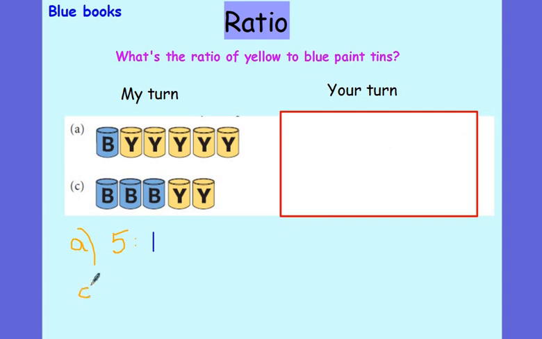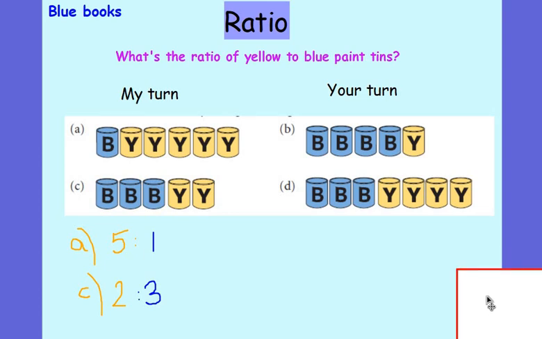And Alicia, for part C, how many yellow paint cans have I got? 2. Excellent. And James Cork, how many blue have I got? 3. Excellent. In your dark blue books, can you write me the ratio of yellow to blue paint tins on this side? Pause the video for a minute and work those out now, please.